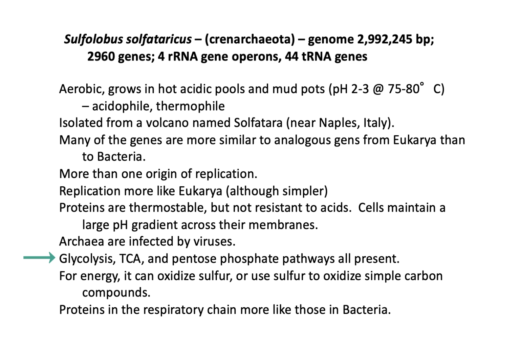They found glycolysis, TCA, pentose phosphate pathway, all of the central metabolic pathways were there. It can oxidize sulfur. There's a lot of sulfur around there. And it can then make simple carbon compounds using that energy. And the proteins in the respiratory chain, on the other hand, are more like those in bacteria.